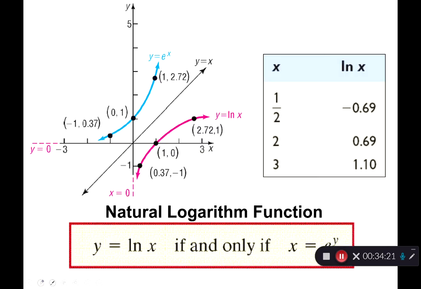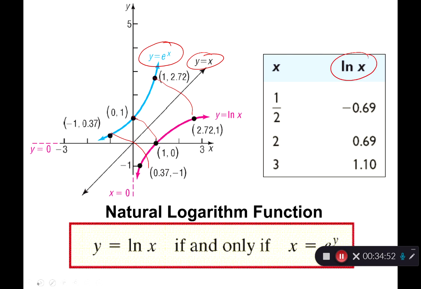Now, we spoke earlier about natural log, and natural log is log base e. So if I had the exponential function y equals e to the x, and there is my line y equals x, right? The inverse is the mirror across that line. All right? And again, we call this natural log.